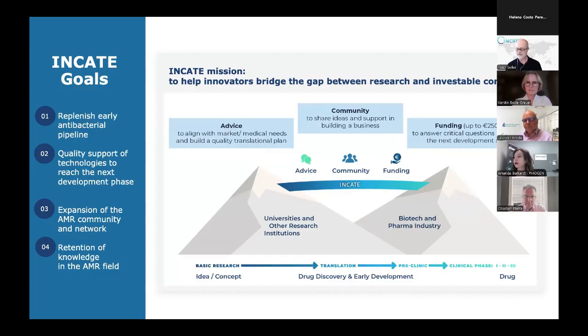We then also give out some funding, up to 250,000 euros, hopefully enabling answers to critical questions. That's not available to everyone, but you have a fair chance to get there. And how we do that bridging is by actually living the bridge.